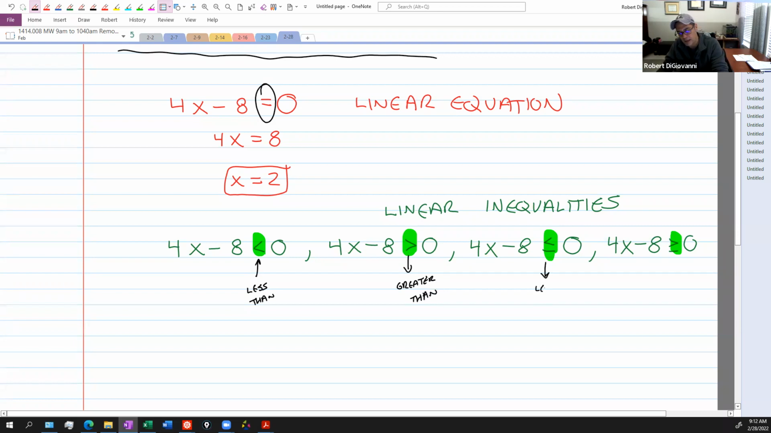This is the less than or equal symbol. And this is the greater than or equal symbol. So the idea is this. We know that if we want this linear equation, this left side, to be equal to 0, we'll plug in 2. You plug in 2, you get 0 equals 0.